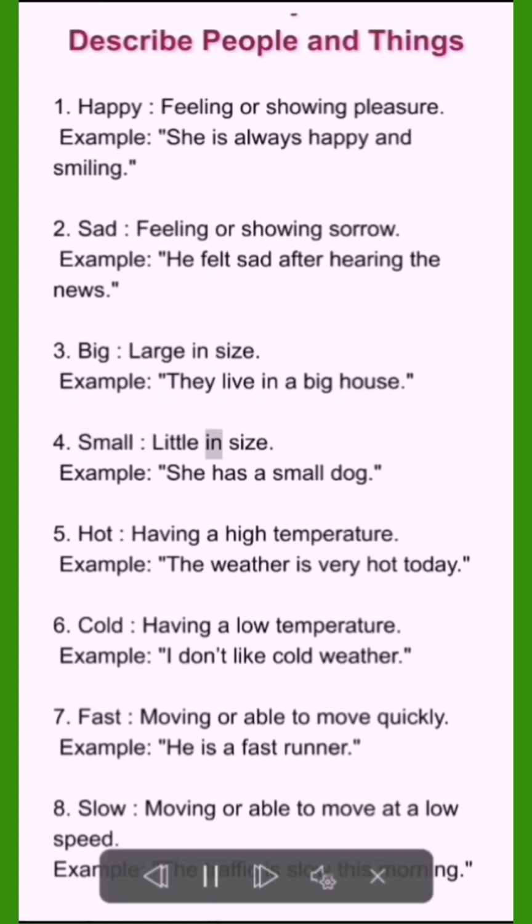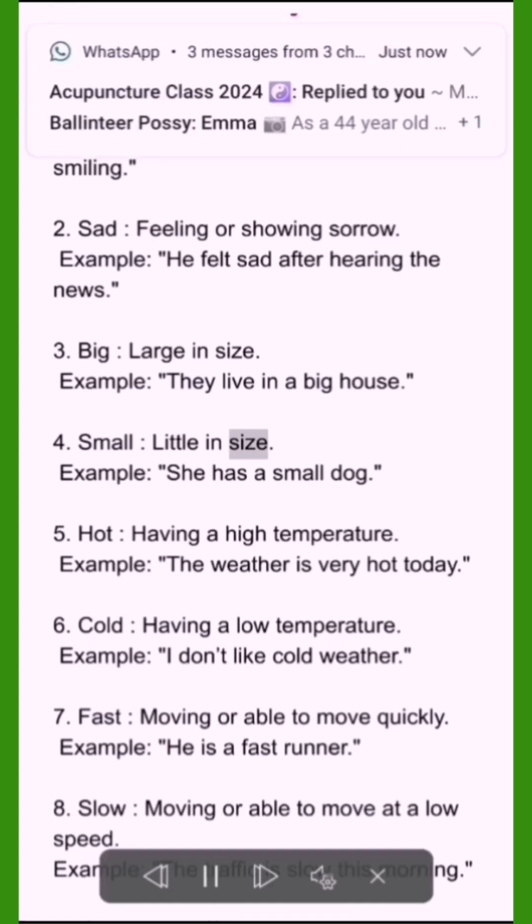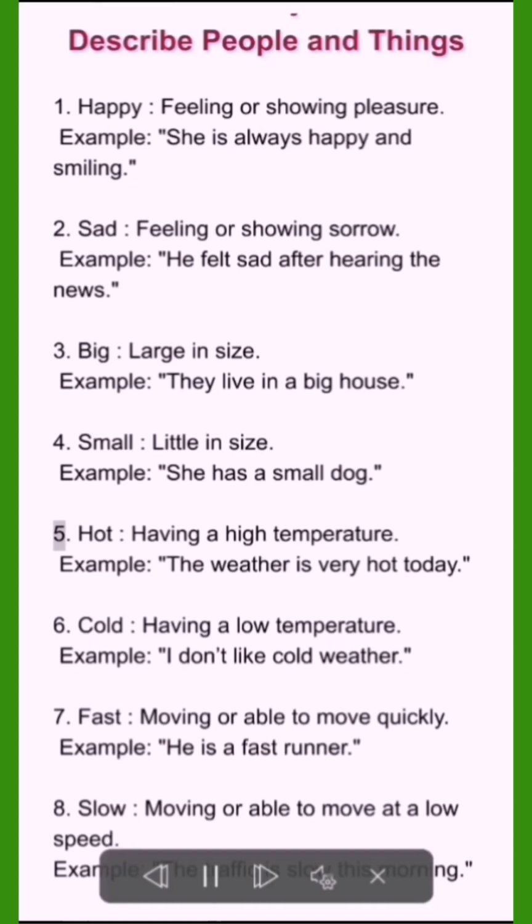4. Small, little in size. Example, she has a small dog. 5. Hot, having a high temperature. Example, the weather is very hot today. 6. Cold, having a low temperature. Example, I don't like cold weather. 7. Fast, moving or able to move quickly. Example, he is a fast runner.